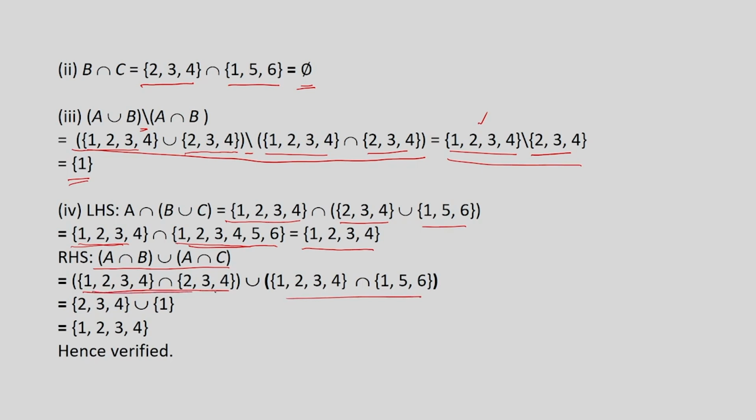So from the first term we are going to get 2, 3, 4. So 2, 3, 4 are common, and from the second we are going to get only 1, right, because this is the only element which is common to both these sets. So 2, 3, 4 union 1, and that will give us 1, 2, 3, 4. And you can see this is the set that we got from the left hand side as well. Hence we have verified.